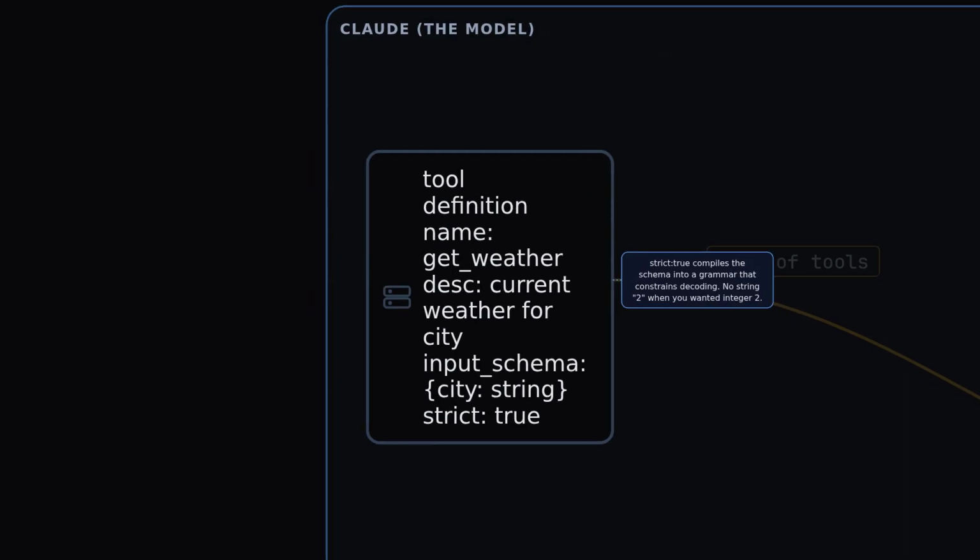Set strict to true, and Anthropic compiles your schema into a grammar that constrains the decoder itself. No string "2" when you wanted integer 2. No missing required fields, ever.